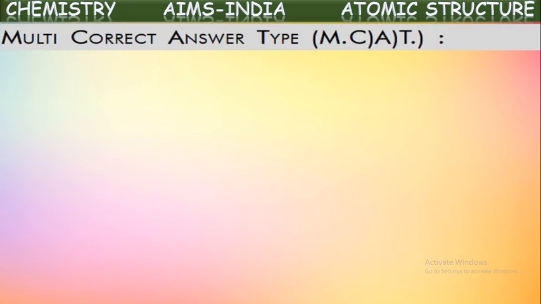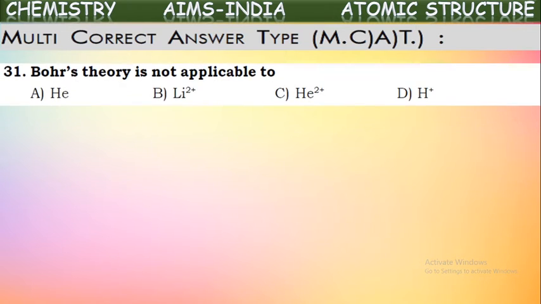Okay, first let us see the multi-correct answer type questions. Here, for each question, we may get one or more than one correct answers. So, read carefully the question and answers and select the correct options. Okay, first question, Bohr's theory is not applicable to.